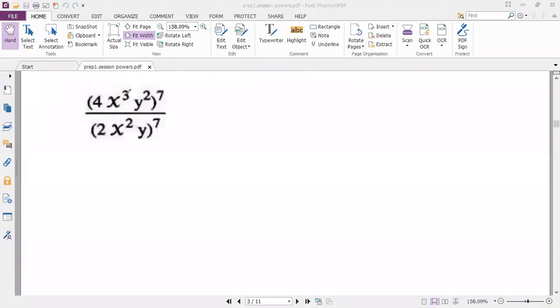If you look at this example here, we have 4x to the power of 3, y to the power of 2, all raised to the power of 7. This is the power, divided by 2x to the power of 2 and y to the power of 7.